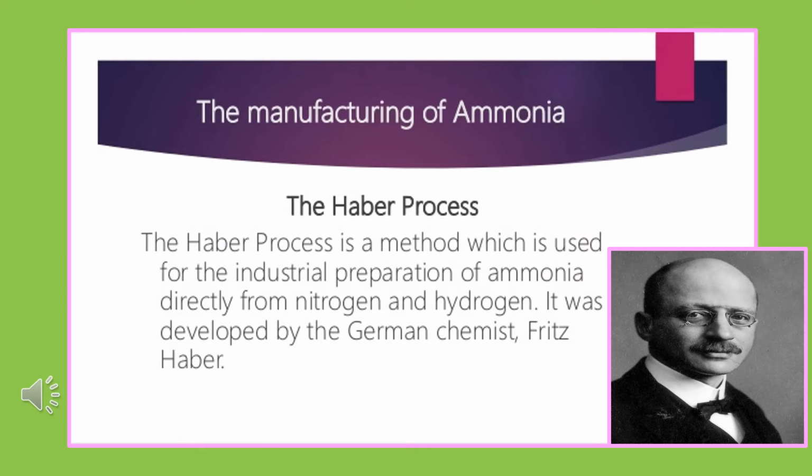In this module, I am going to teach you about the manufacturing of ammonia by Haber's process. That is, Haber's process is the method which is used for the industrial preparation of ammonia directly from nitrogen and hydrogen gases. It is the large scale preparation of ammonia which was developed by a German scientist called Fritz Haber. That's why this process is called Haber's process of ammonia preparation.